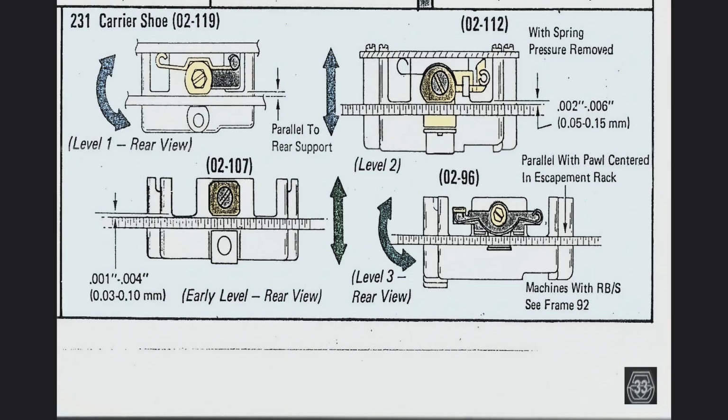This limits the vertical play of the carrier around the rack. Level 2 machines are equipped with a combination carrier shoe and leaf spring. In both cases, after reducing this clearance, we must make sure that we have not created a bind or tight spot in the movement of the carrier. So we must check it all across the escapement rack.